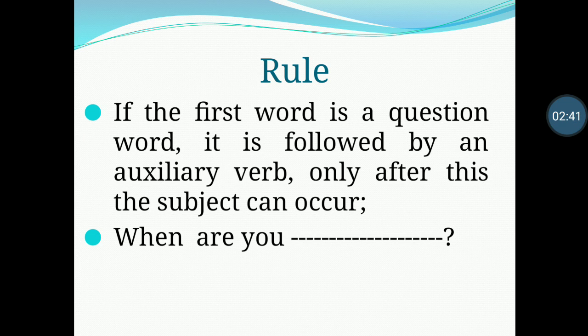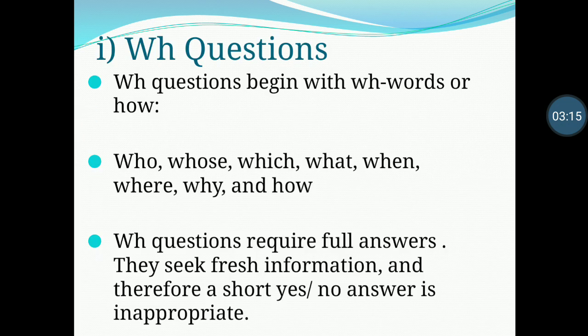The next rule: if the first word is a question word, if we are using the WH word, it should be followed by an auxiliary verb. Immediately after the WH word, we need to put the auxiliary verb. Only then the subject and the main verb can occur. So this is how we have to frame a WH question. First, we need a WH word, when, then a helping verb, and then you is the subject, and then we can use any kind of main verb. This is rule number 2.